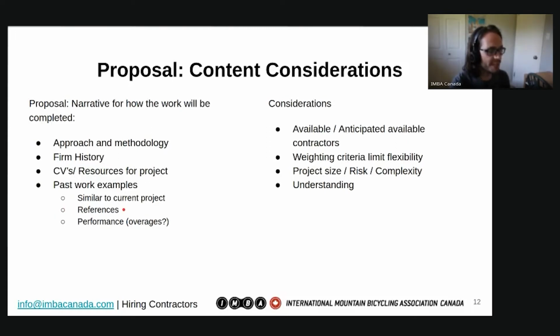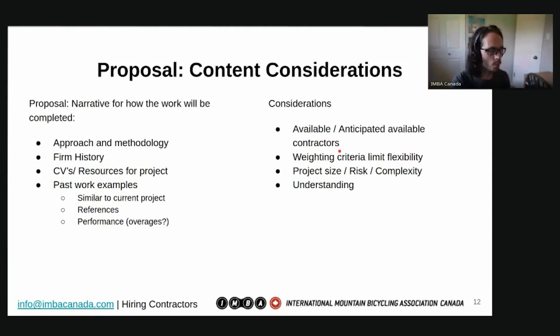And then references, and then performance as well. We want to know, are you generally meeting your targets when you provide quotes? Are you generally going over, going under? This can be useful information. And you can ask for a few examples. I wouldn't go through too many because it can be cumbersome for smaller firms to come up with that.